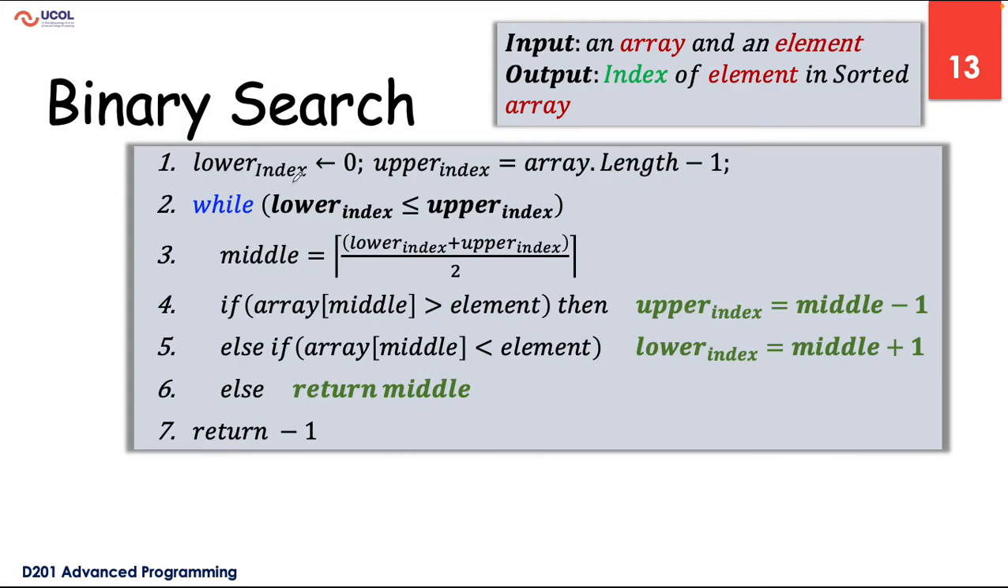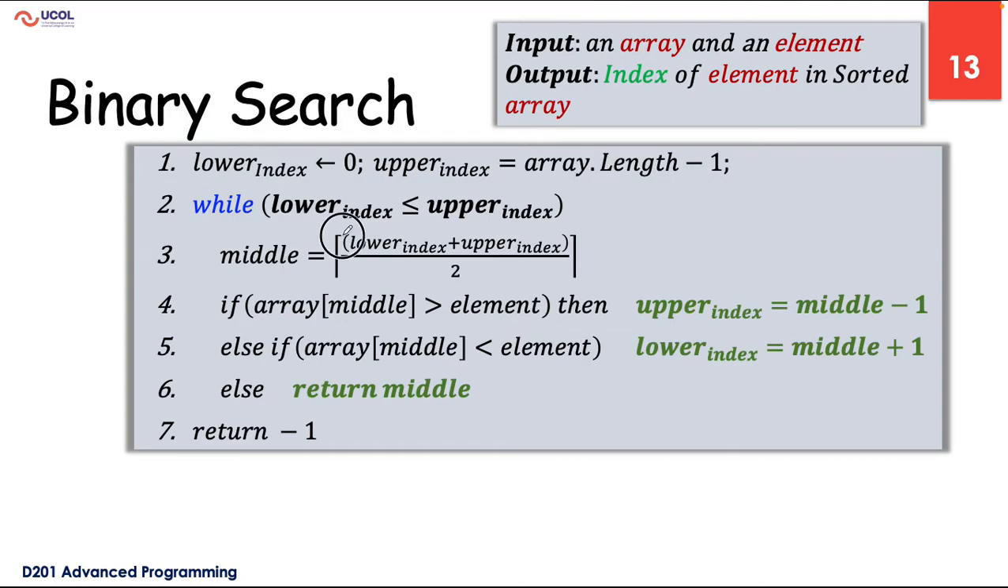So we have a lower index, the smallest index value, and then we have the upper index, the highest index value, and then we say that while the lower index is less than or equal to the upper index, we continue this algorithm. Otherwise, whenever the upper index becomes less than the lower, it will finish. It means that the element you are looking for is not present in that array, and then we find the middle element.